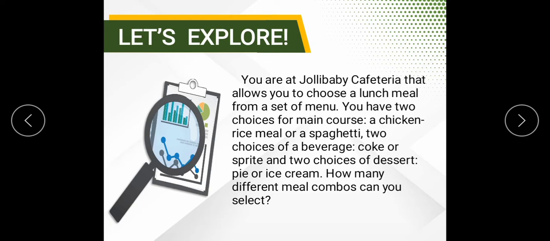Now, let's consider this exploratory problem. You are at Jollibee cafeteria that allows you to choose a lunch meal from a set menu. You have two choices for a main course, a chicken rice meal or spaghetti. Two choices of beverage, Coke or Sprite, and two choices of dessert, pie or ice cream. How many different meal combos can you select?